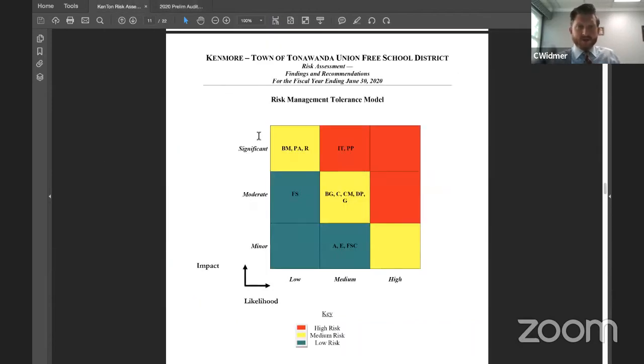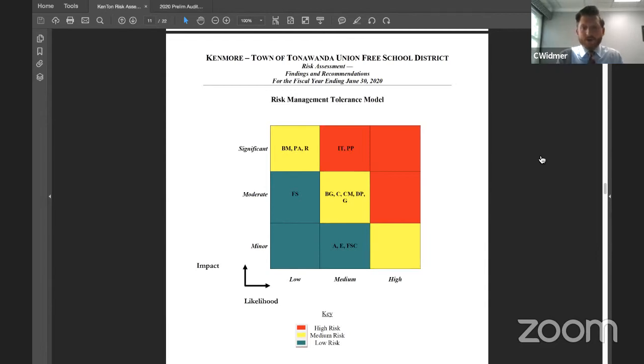Along the vertical axis, you see the impact. Basically, if something were to occur, how impactful would it be? Something like IT and payroll and personnel, those are your only ones that made it into the red or the high risk category. And that's not due to the current controls in place. It's strictly due to the size and the impact that it would have if there were a problem in that area.